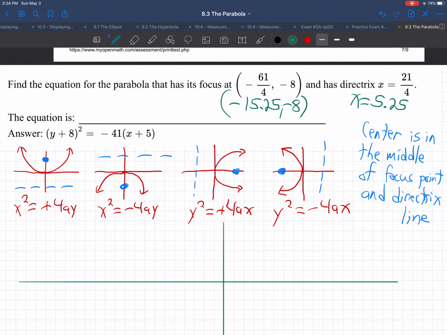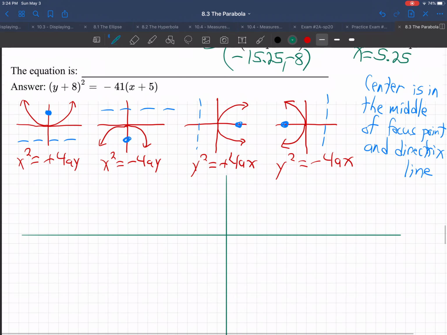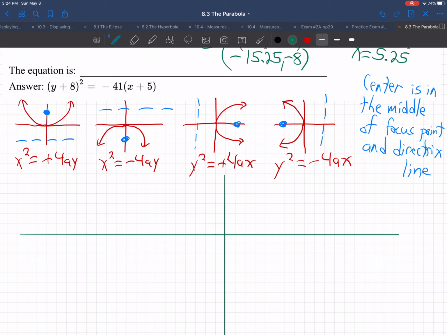So let's find those points. So let's start with the focus point. So it's back 15, down 8. So back 15, a little more than 15. So back 1, 2, 3, 4, 5, 6, 7, 8, 9, 10, 11, 12, 13, 14, 15, and then just a little bit more than 15. So it's right about there.